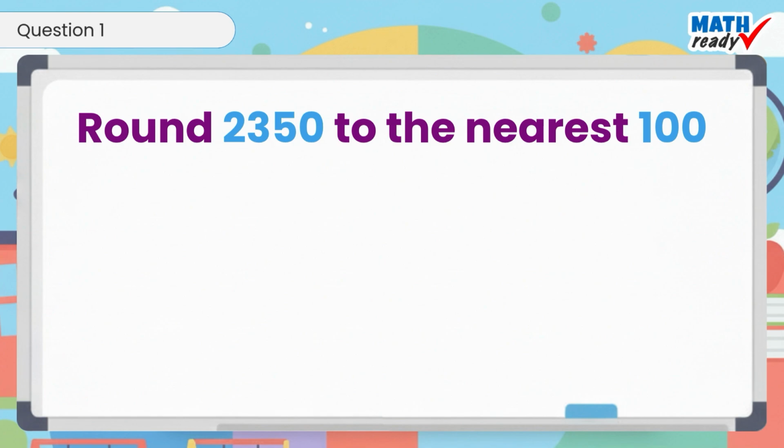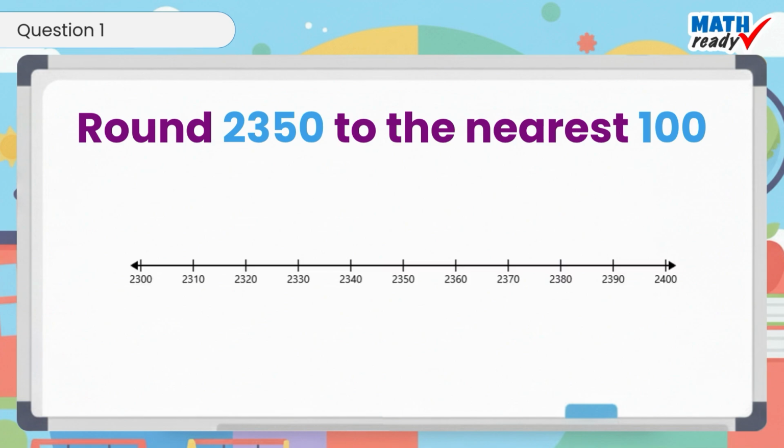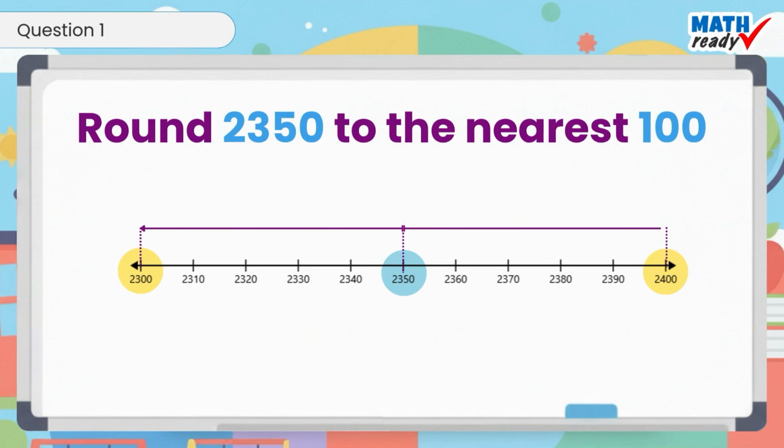Round 2,350 to the nearest hundred. Look at the number line. We can see that 2,350 sits between 2,300 and 2,400. We can also see that 2,350 sits exactly in the middle of 2,300 and 2,400.